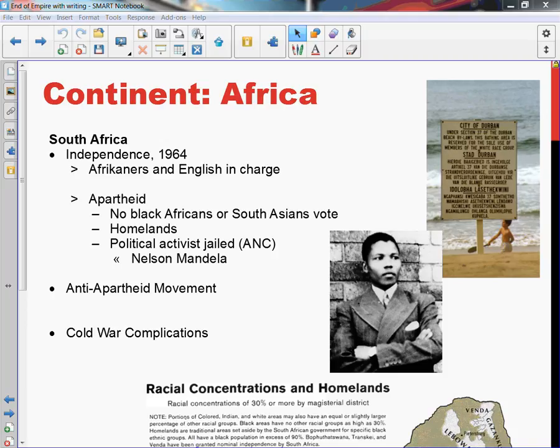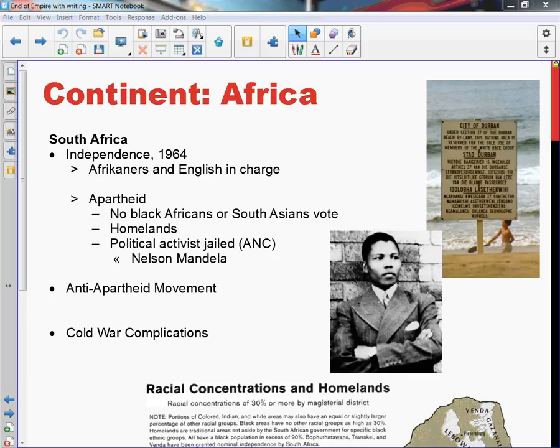All right, in this next section of the Chapter 37 video, we're going to finish up the continent of Africa with South Africa, which has a very different story than the previous places we've discussed, and then we will also be moving into the Middle East and looking at their post-World War II challenges.